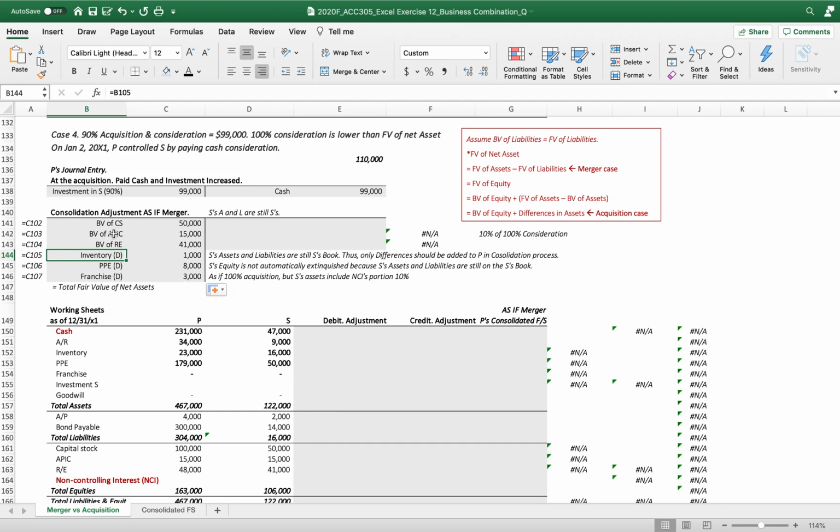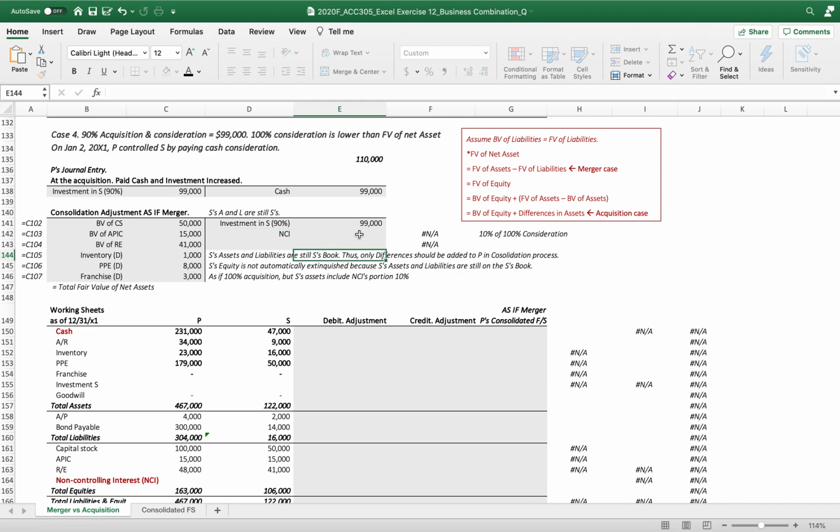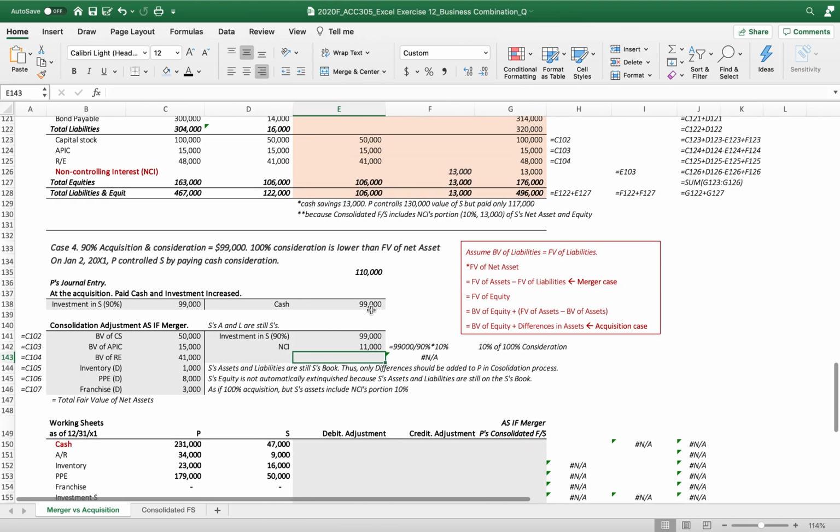So the sum of the book value of equity and the differences is the fair value of net asset. Fair value of net asset, again, is the book value of equity plus differences in the acquisition case. And then in the consolidation adjustment, the P company should remove the long-term investment account in S, because they will combine these two companies in the consolidated financial statement. So we remove $99,000, the same procedure. And then what is the NCI? NCI, non-controlling interest. One more time, $99,000 divided by 90% times 10%. So $11,000 is the non-controlling interest that should be recorded in the equity section of the consolidated financial statement.